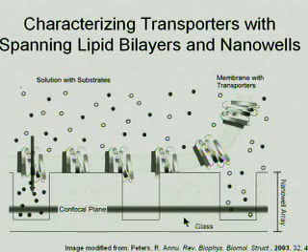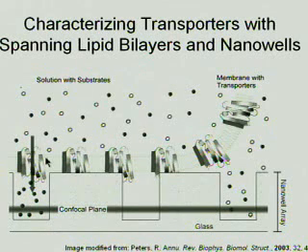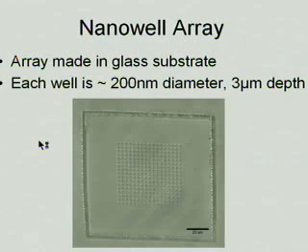Now, here we have a glass substrate with nanowells drilled into it, and the spanning lipid bilayer is going to be placed over them with these membrane proteins. If the proteins can be positioned over the nanowells, we can fluorescently label substrates shown here, and as they pump the substrates into these wells, we can monitor the transport kinetics by measuring changes in their fluorescence. Using small nanowells lets us look at individual proteins instead of many at once. So that's the overall goal.